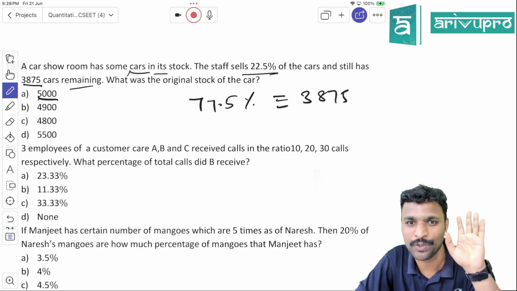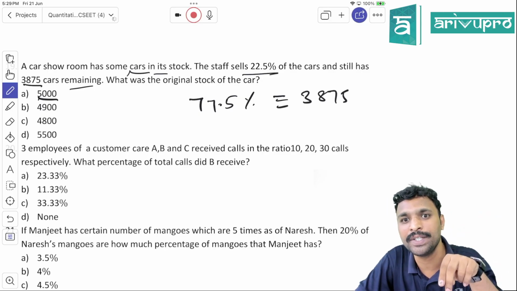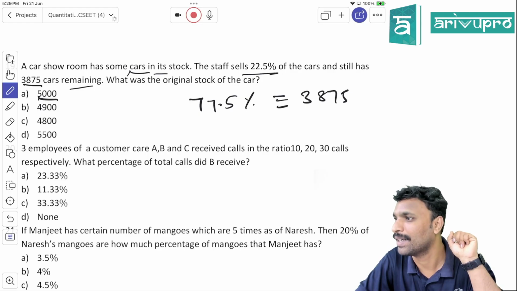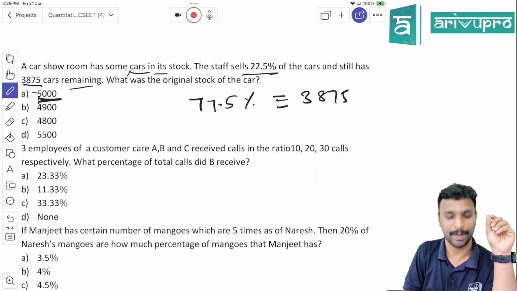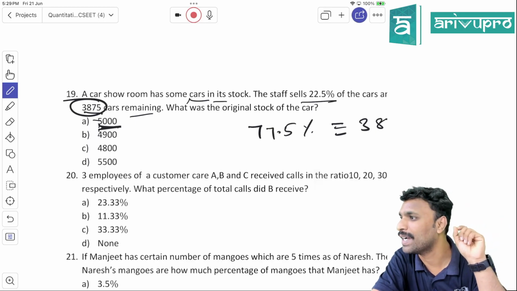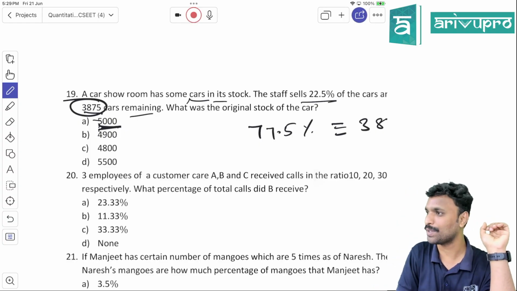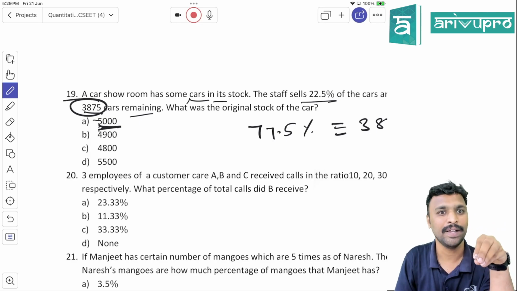20% on 5,000 is 1,000. 2% on 5,000 is 100. Correct. Then 22.5%, subtract the 22.5% from the value. Are you getting it? 20% is 1,000, 2% is 100, so 1,100.